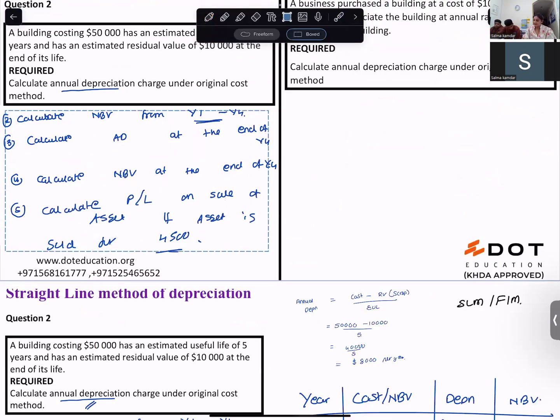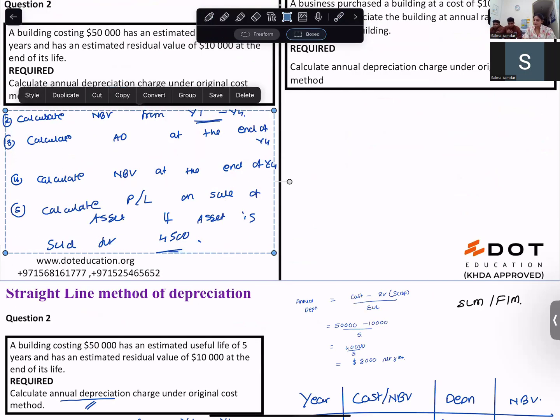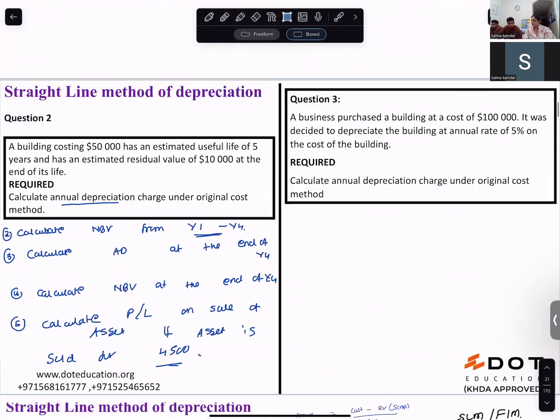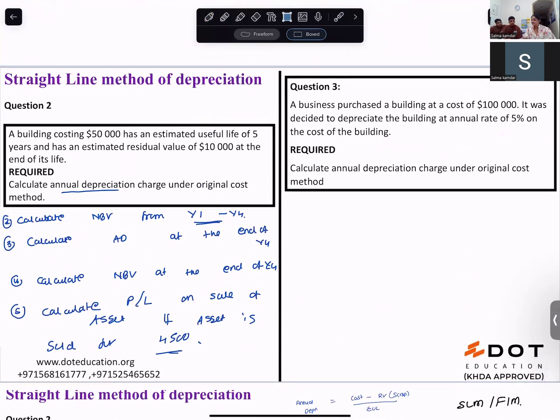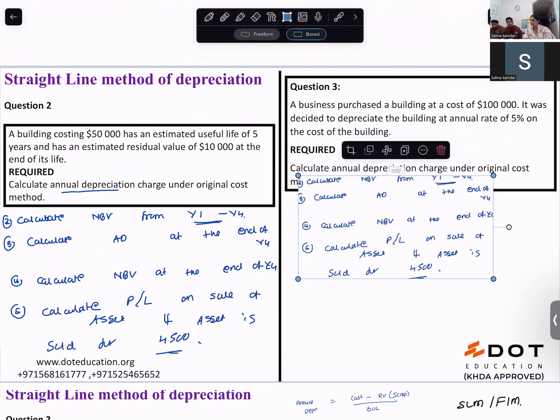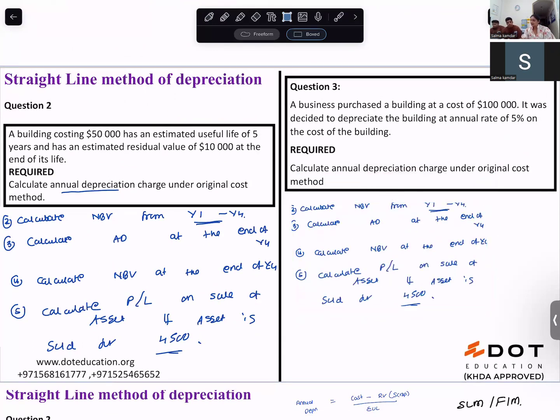Okay. Now the same thing I want you to do for the next question. Please be mindful that the rate of depreciation is already given to us. I want you to calculate net book value from year 1 to year 4, accumulated depreciation at the end of year 4, net book value at the end of year 4, and profit or loss on sale if the asset is sold for 4,500. Come on, do.